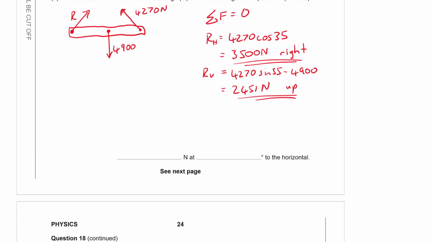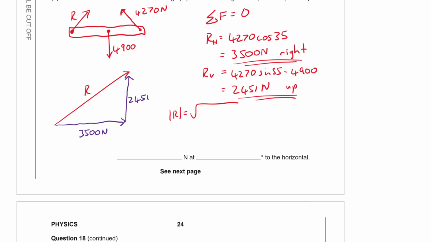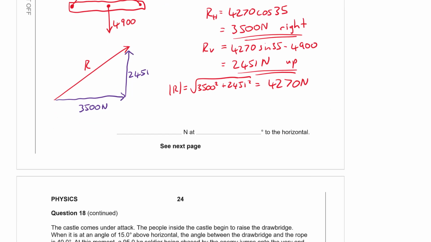Great, so now I have the two component vectors for the reaction force. The reaction force is acting up and to the right, so I'm just going to draw a rough diagram here. That's my reaction force. That's going to be made up of two component vectors, this one and this one, where the one over here is 3500 newtons and this one here is 2451 newtons. If that's the case, I can work out the magnitude of R: using Pythagoras, the square root of 3500 squared plus 2451 squared, and I get 4270 newtons, which is really interesting, the fact that that is equal to the tension force. I'm not sure whether they did that on purpose, but that's not always the case.